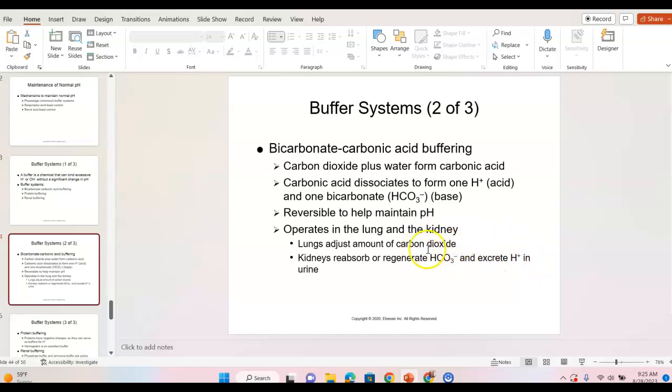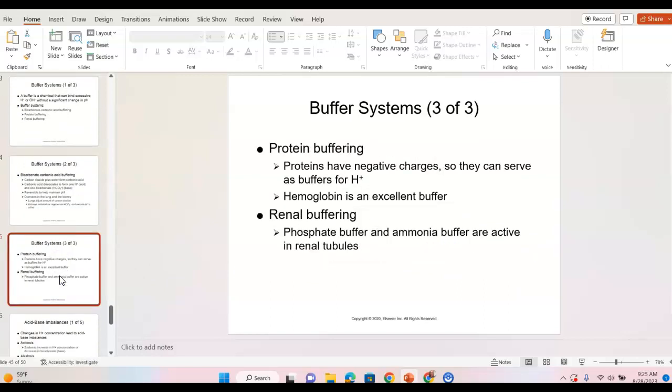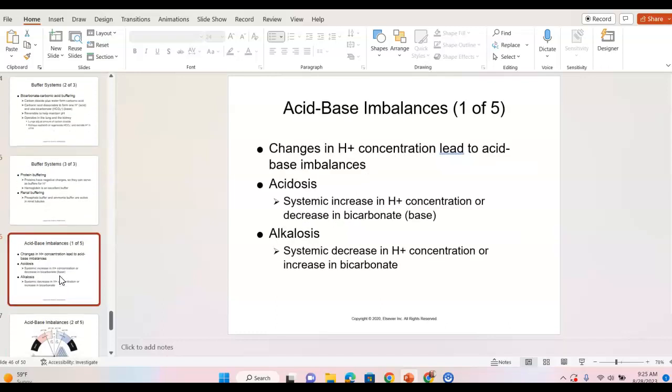The lungs is primarily carbon dioxide. That's what you need to remember. This is saying the same thing with the renal buffering. Don't worry about ammonia, that gets into a whole different thing. And then proteins have negative charges that contribute to the buffering system, but the main drivers will be in the lungs and the kidneys, as we spoke about. Increase in hydrogen, more acidic. Decrease in hydrogen, more basic.